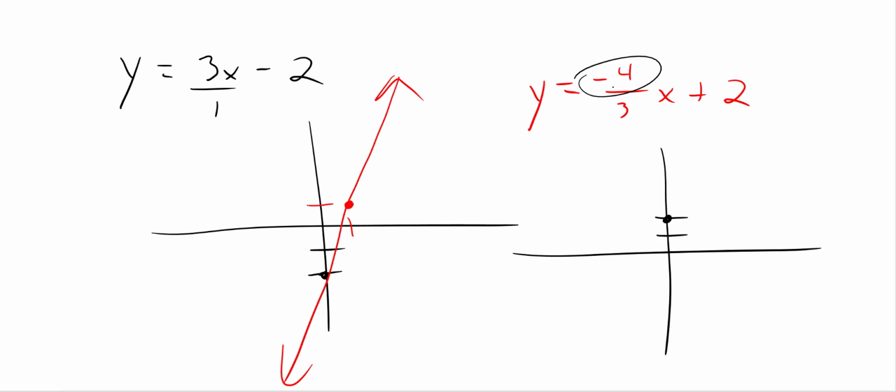So in this case here, we're going down 4. So 1, 2, 3, 4, and then over 3. 1, 2, 3. And you plot your point. Okay, and it is a negative slope, which makes sense because this is also a negative slope. We're good to go. Okay, so pretty mellow, right? Let's do a different kind of problem now.